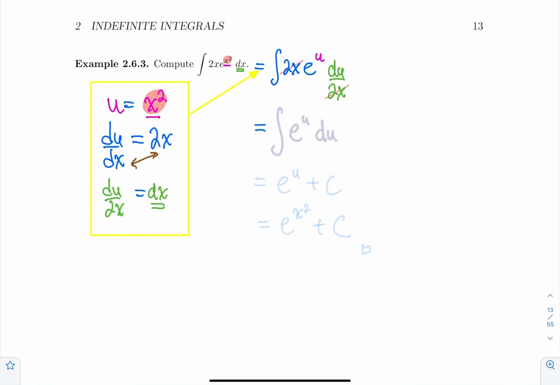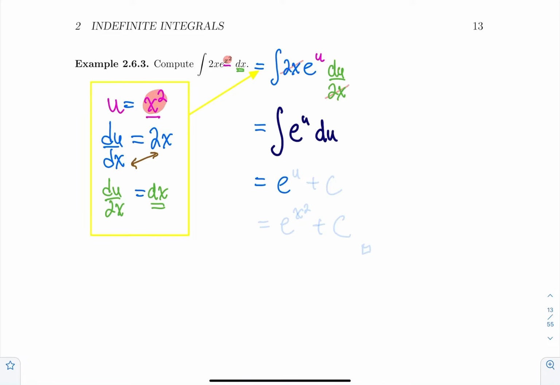So what you get here is a brand new, or rather a simplified, integral. So we have the integral of e^u du. So now this new integral with respect to u, if I'm asking you just to integrate e^u with respect to u, just like the integral of e^x is e^x plus c, then the integral of e^u is just e^u plus c.